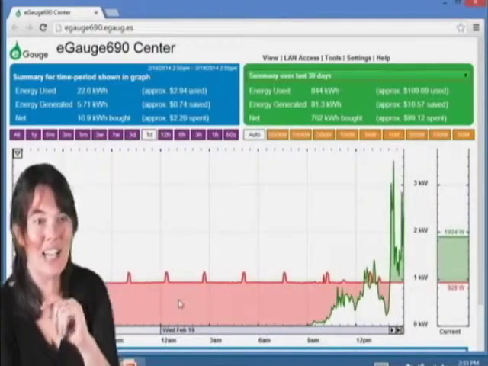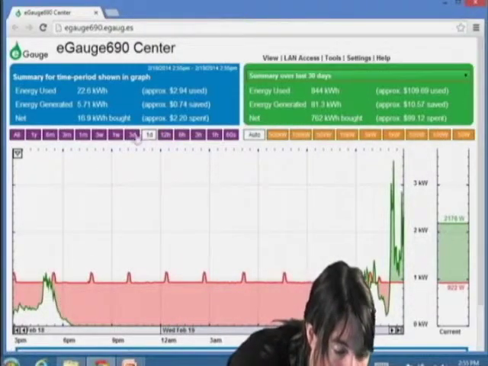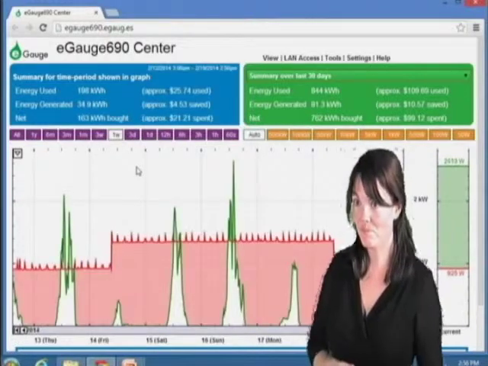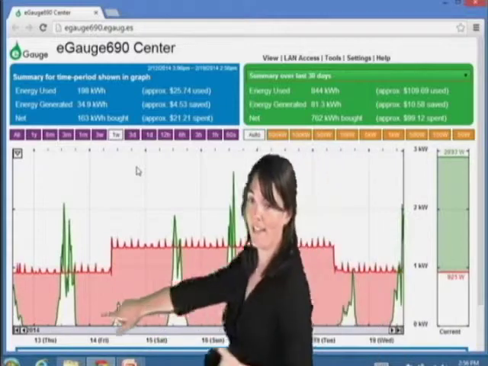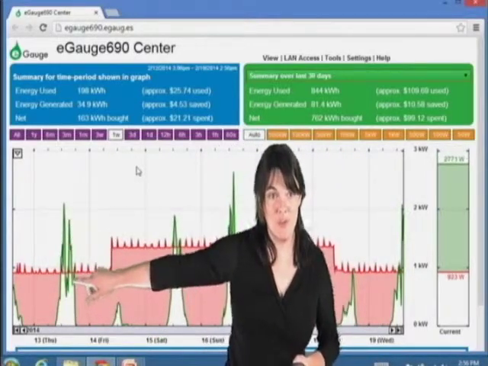Okay, yeah, so the first thing you gotta do is figure out how to read this. And so this is a 1 day view. I'm gonna go to the 1 week view. It's gonna give us a little better picture of things. Okay, so let's take a look at this. So the green is the energy that's being produced by the solar panels, okay?